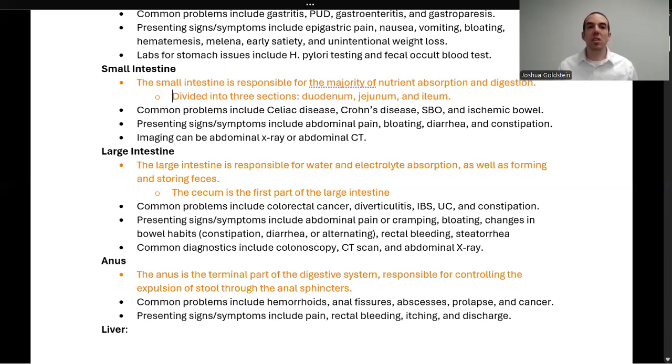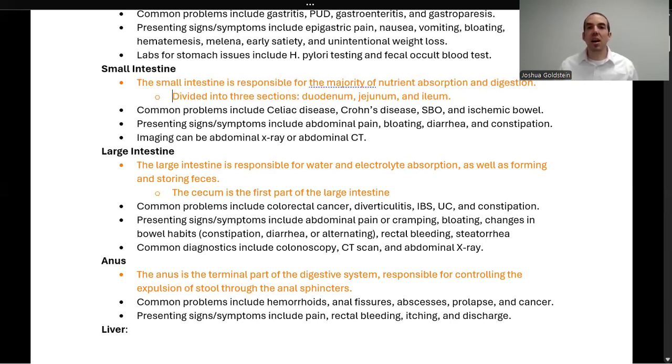After the small intestine, it goes to the large intestine. The large intestine is significantly shorter. The large intestine is responsible for water and electrolyte absorption, also the small intestine as well, but the large intestine is mostly responsible for forming and storing feces until we have a bowel movement. The cecum is just one part of the anatomy that you should know. If you see that term, that is the first part of the large intestine. The large intestine ends at the rectum or the anus.